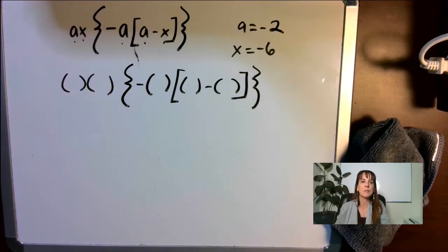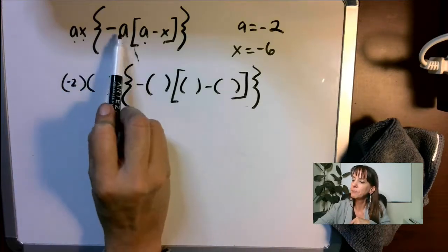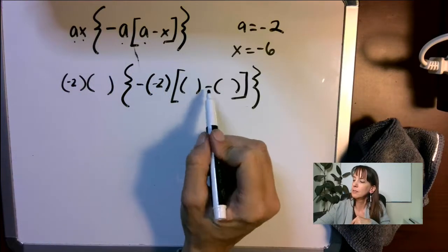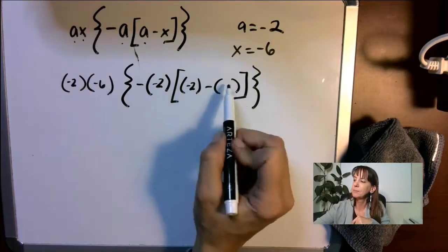Hopefully that's making sense to everybody, right? We just put in a bunch of bubbles. I like to call them bubbles. Wherever there's an a, we're going to put a -2. So -2 here, -2 here, -2 here. Wherever there's an x, we're going to do a -6.